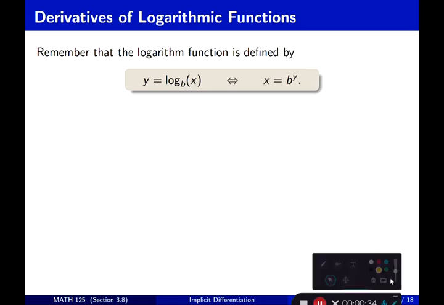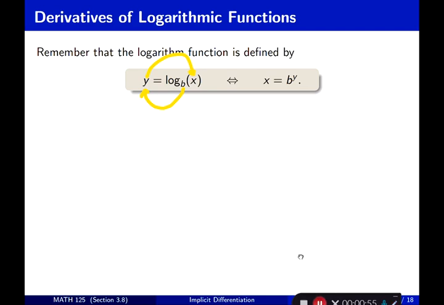A lot of times people actually go around this way: b to power y gives you x. And so now we start with trying to take the derivative of y equal to log base b of x, and we don't have any tools to do that.